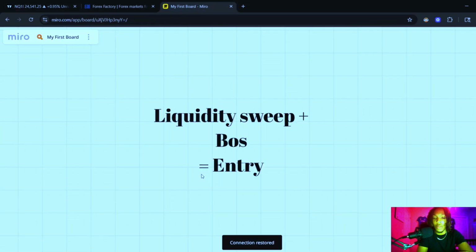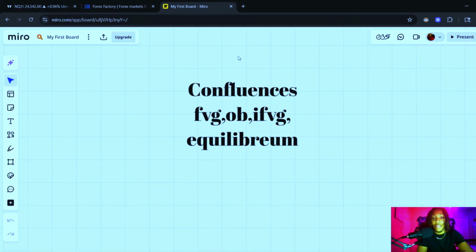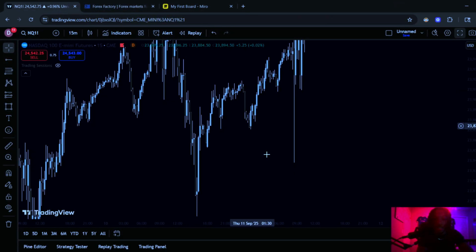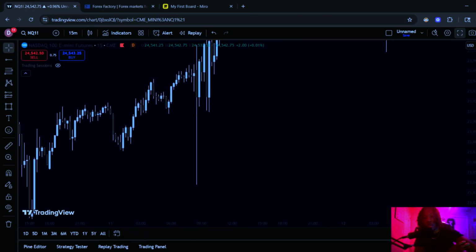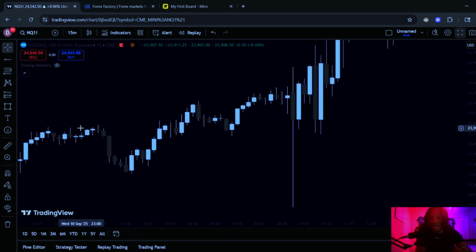Now what was the other one, right? Confluences. We have a fair value gap. So I'm going to show you what a fair value gap looks like in short. A fair value gap, to me, is a 3 candlestick pattern, right? So look, you see how we had this move down, another move down, another move down, right? And it created this space where the wicks of the candles didn't go, right? The wicks weren't there, they weren't present.